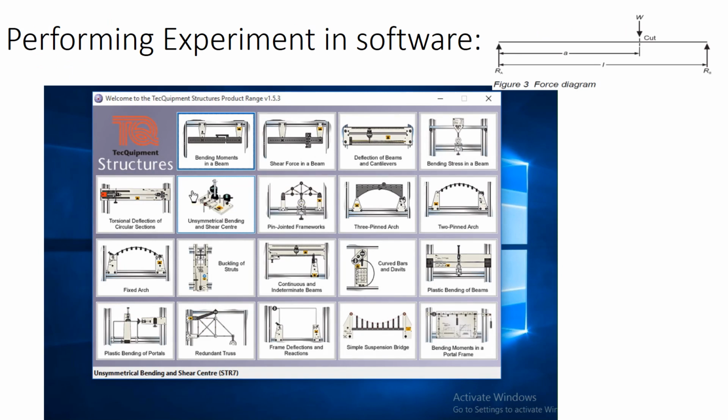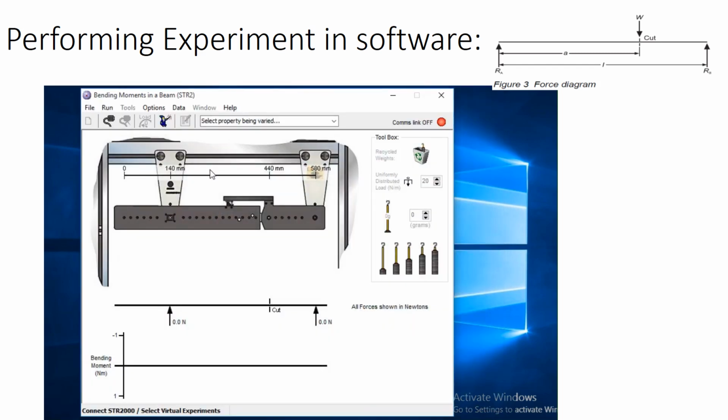Now we are in the virtual environment of TQ software. On the screen you can see the product range of TQ software. Today we will perform bending moment in a beam, so we will select this one. This is the apparatus of bending moments in a beam, and here are two variants. First, you can connect actual units with this software to record the data. The next variant is for virtual experiments. So we will perform through this variant. We will select this virtual.